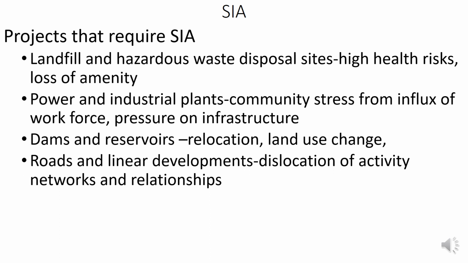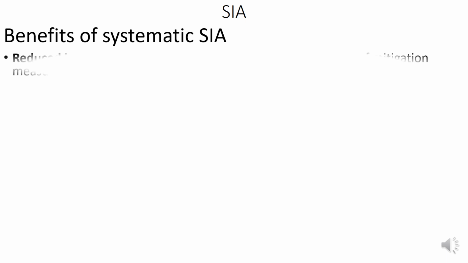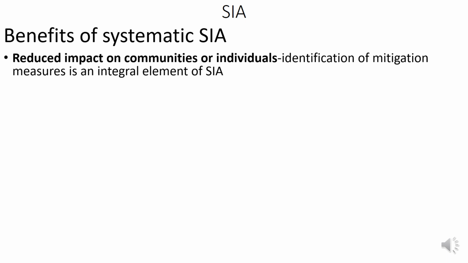Other projects are roads and linear development. Normally, there is dislocation of activity networks and relationships. When these projects come, even the influx of people who are doing these projects definitely affects how people behave and how people relate with one another in a community. So it's important to undertake impact assessment.